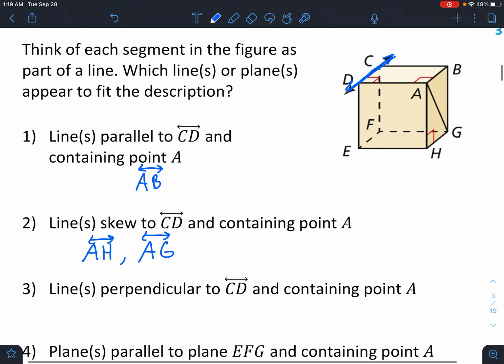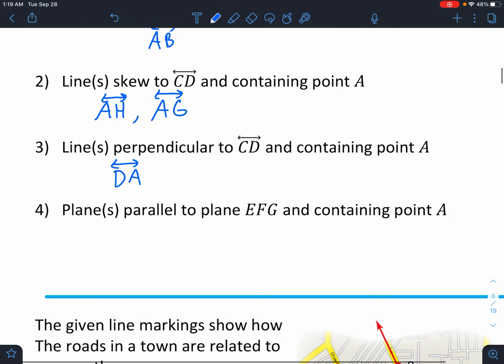Lines perpendicular to CD and contain point A. That's one line we didn't check yet, but I think I eliminated it automatically, realizing that it would cross it anyway. And so line DA looks like it is perpendicular to CD, and it also contains point A. And that's the only line there.